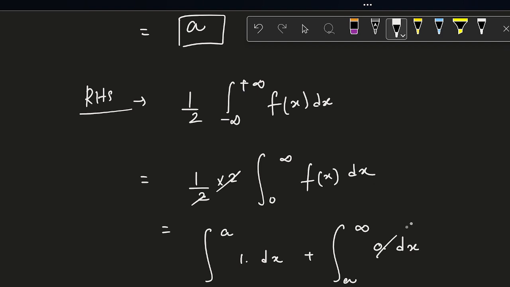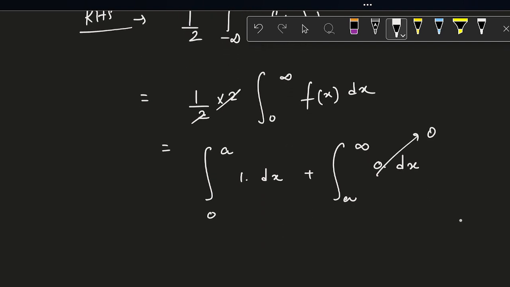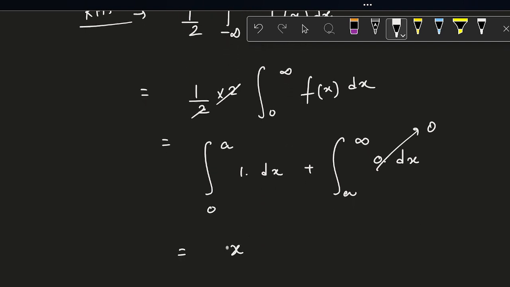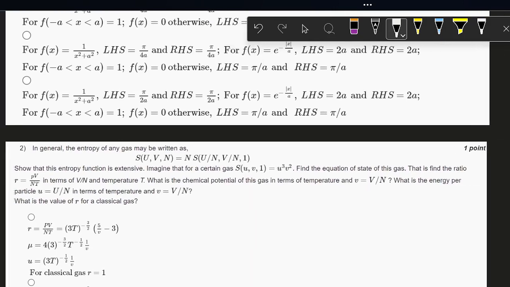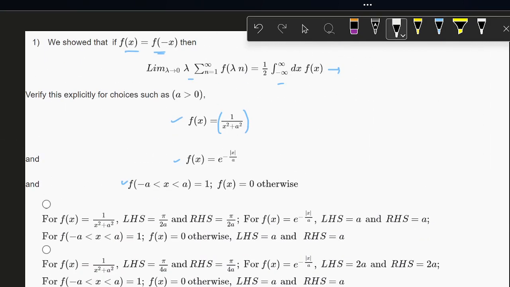So if the integrand is itself 0, there is no point of doing this integration in the second term. And only in the first term, this integral gives you x from 0 to a limit. So this is a minus 0, equal to again a. So this is also proven, that your LHS equals the RHS, and the value is a. So again, for both the functions you see over here, the theorem is actually valid for both the functions. And also the first function I have solved in the last class.